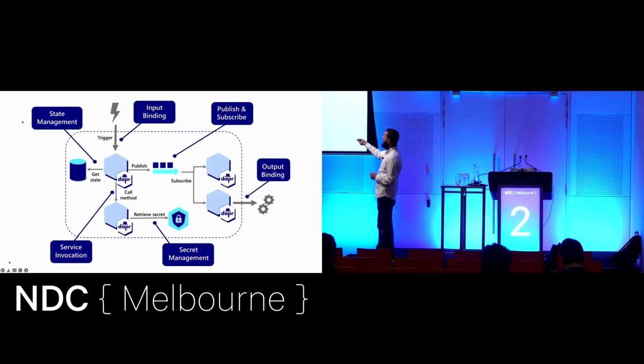We also have the input binding and the output binding. This is not too complex, but if you dealt with Azure Functions and you have the concept of executing your code based on events happening outside, it's very similar. And last is the publish and subscribe component, which is the topic that we're going to talk about today.